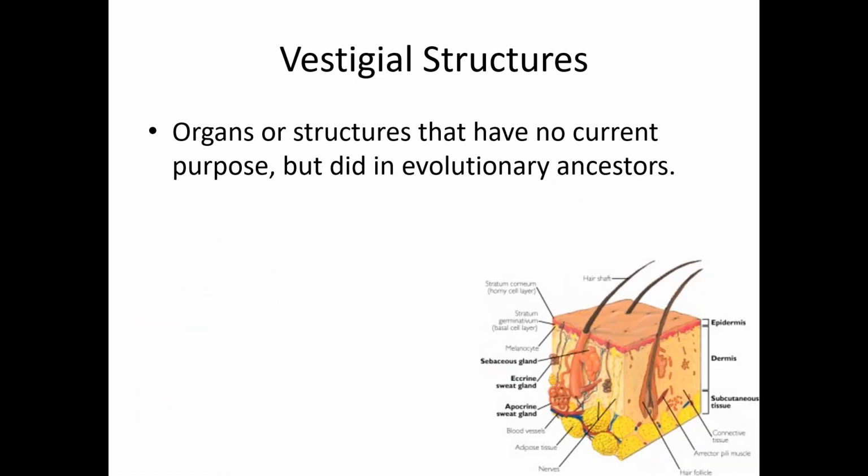Vestigial structures are another piece of evidence that shows evolutionary descent. They are structures that don't have a current purpose, and yet you still have them because from a past standpoint it used to be useful, but now it's not.